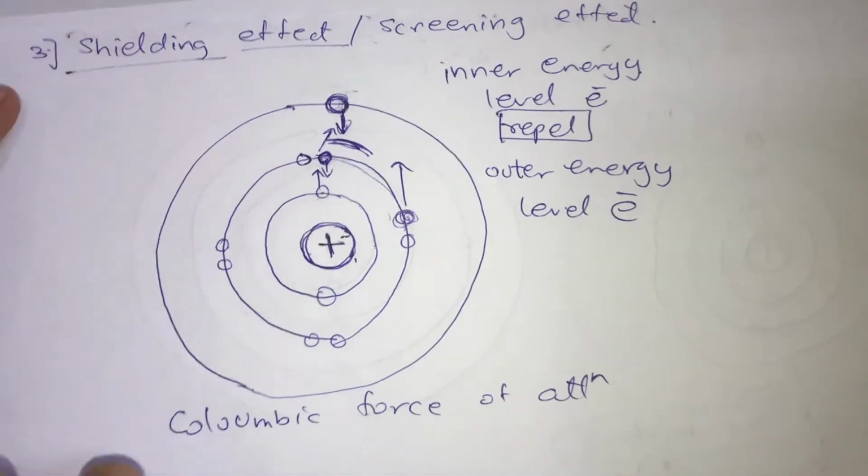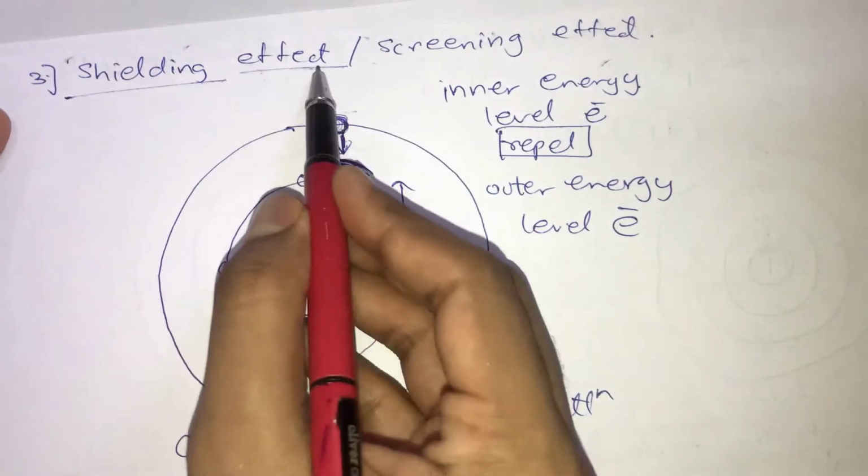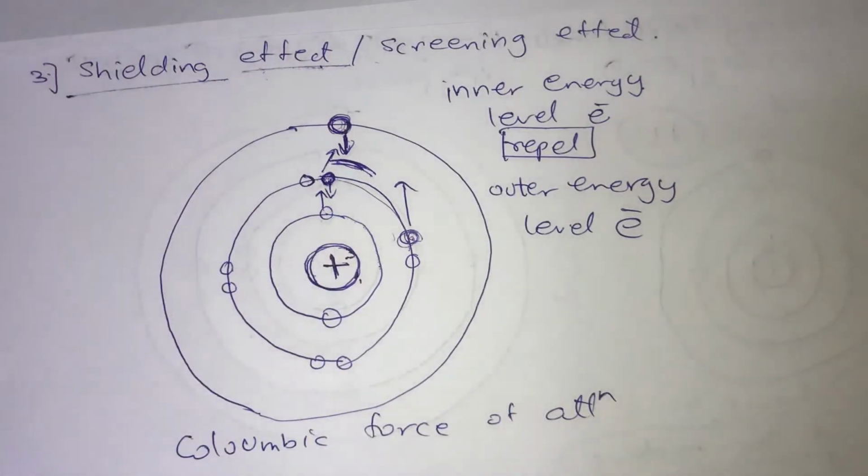I hope you have understood what the shielding effect is. We will understand this shielding effect in depth very soon, as we study atomic size and the variation in atomic size properties. So I hope, guys, you have understood the three basic factors that are responsible for changes in the properties. Now I would like to mention one thing over here, guys.